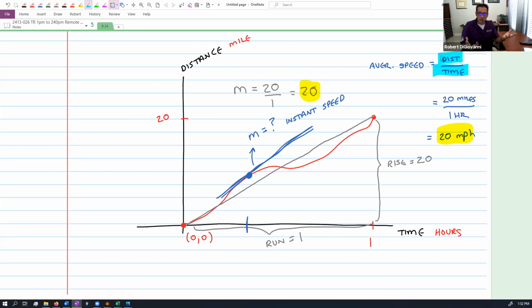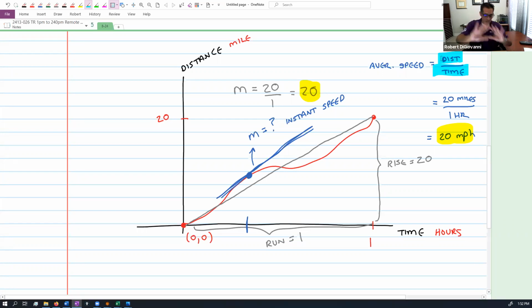0 over 0 is a problem. We're not allowed to divide by 0 in our number system. So this was a big problem for a long time, trying to figure out if there is a way we can define speed at an instant. And calculus allowed us to do that, and that's what we're going to do. Now, any questions on that?